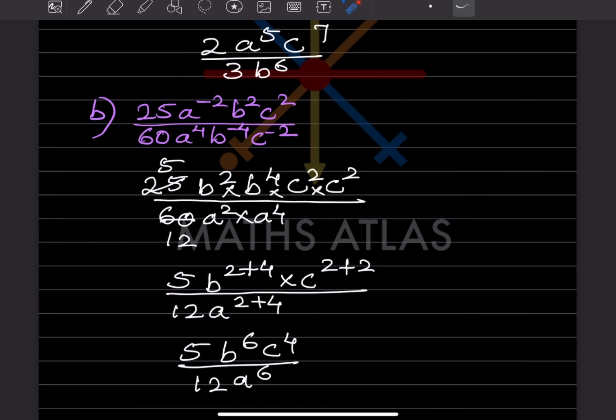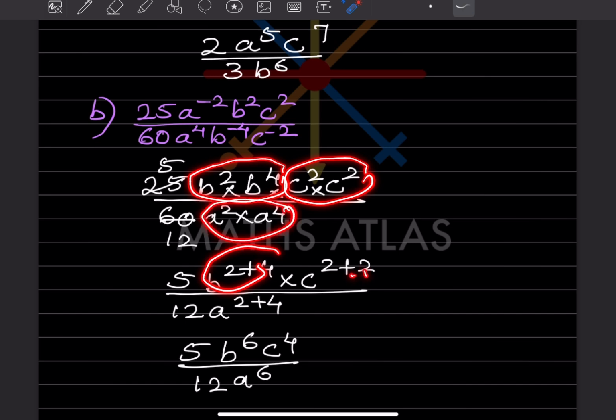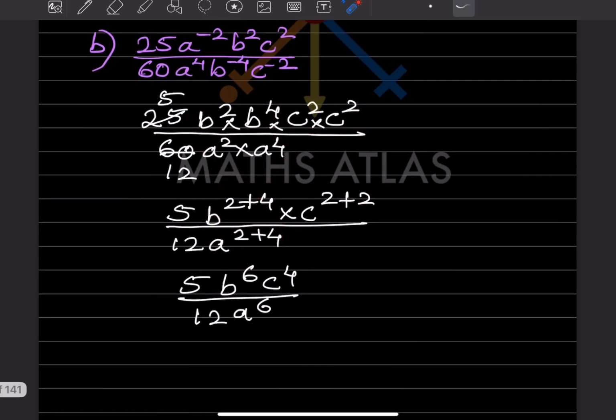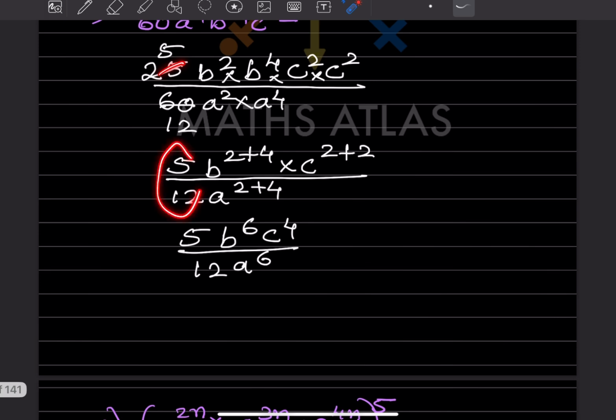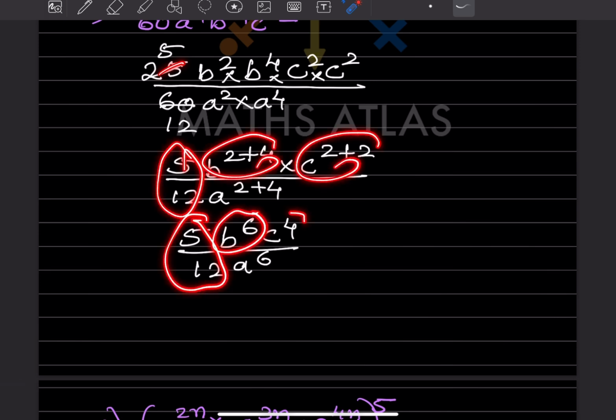So now we will take B together. So that is going to be 2 plus 4. C together, 2 plus 2. And this is A together. That is going to be 2 plus 4. This is the same. B6, C4 and A6. So this is the answer.